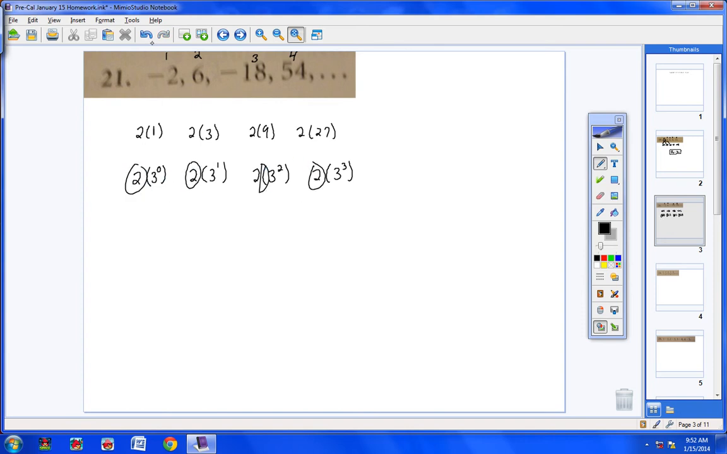They all have a 2. So for my nth term, I know I'm going to put a 2. They all have a 3, so I know I'm going to put a 3. And then notice this. It's 0, 1, 2, 3.